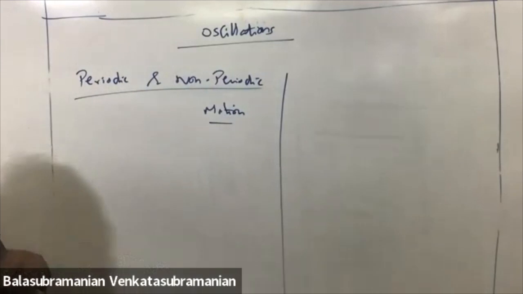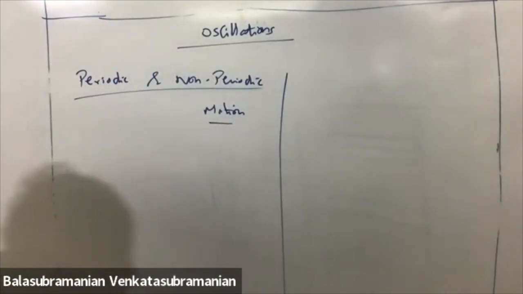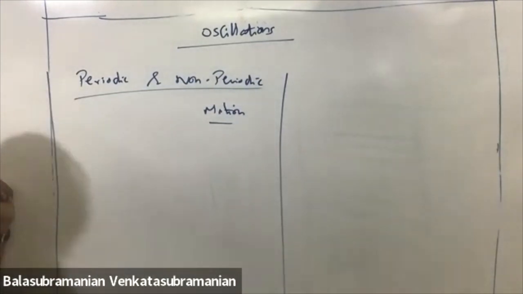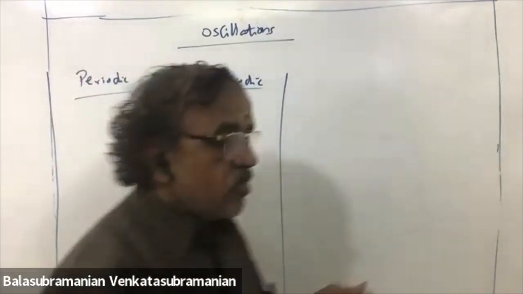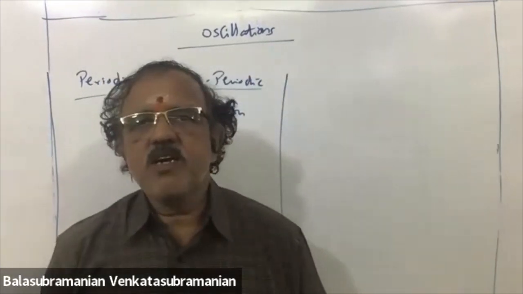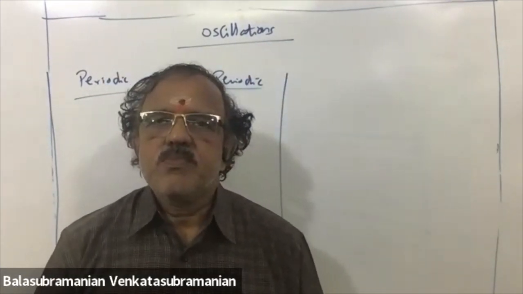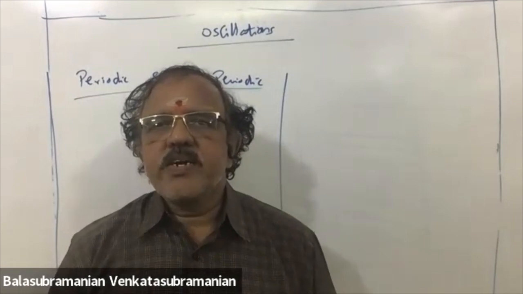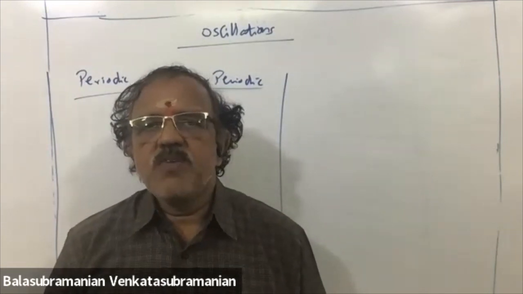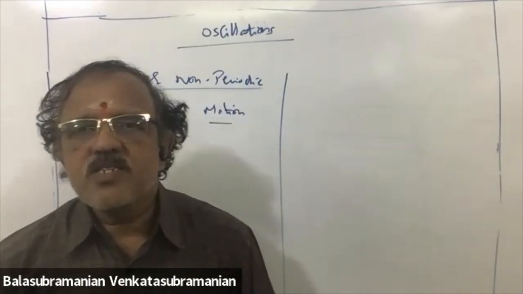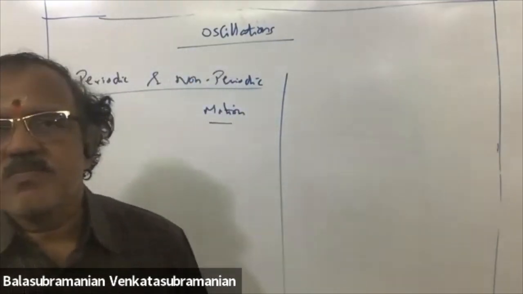Non-periodic motion means motion which does not repeat at regular intervals. Motion which does not repeat at regular intervals, we call it non-periodic motion. Example, motion of a vehicle, vehicular motion. You cannot say that the movement of a vehicle happens at regular intervals of time. So that is called non-periodic motion.